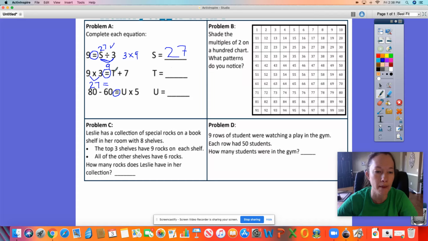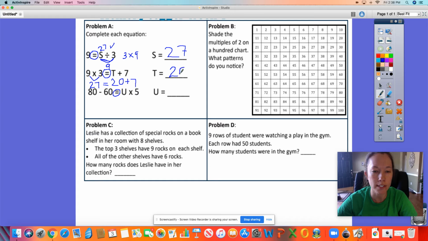27 is the same as what number plus 7? Meaning, what would I need to add 7 onto to get to 27? Well, I know that 20 plus 7 equals 27 because 20 plus 7 is 27. 27 is the same as 27. So in this case, T would be 20.